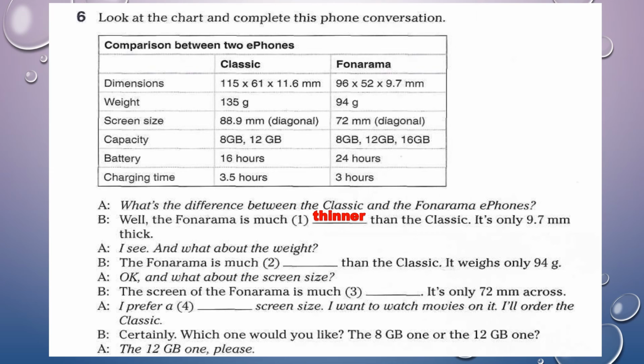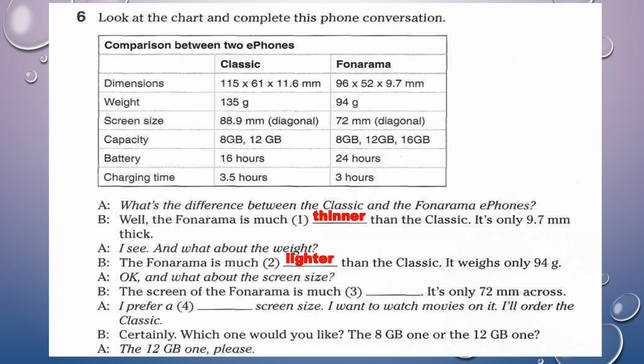I see. And what about the weight? Look at the weight here. We have 135 grams, and the Phonorama is 94 grams only. So look at B. The Phonorama is much, exactly, it's lighter. It's 94 only, but the other one is 135, so it's lighter. Lighter, we add ER, than the classic. It weighs only 94 grams.